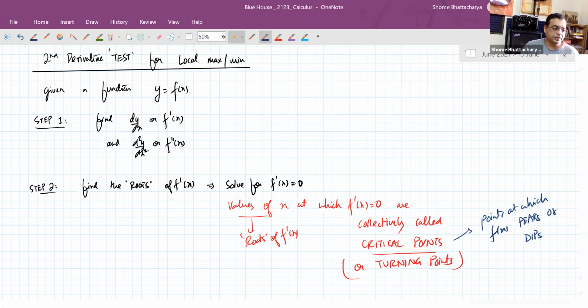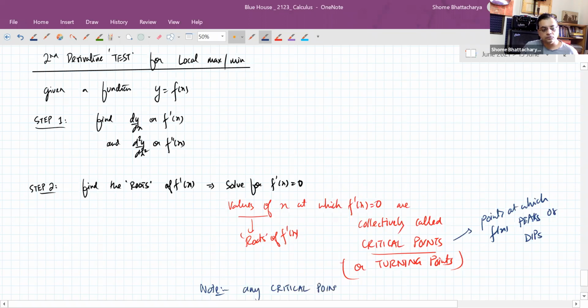Okay. So now a critical point will be either a point of local maxima or a point of local minima. Okay. So note, any critical point is either a point of local maxima or local minima. So how do we differentiate which one of the two is happening? That is where the second derivative comes in, and that's why this is called a second derivative test, that we analyze the value of f double prime at the critical points.